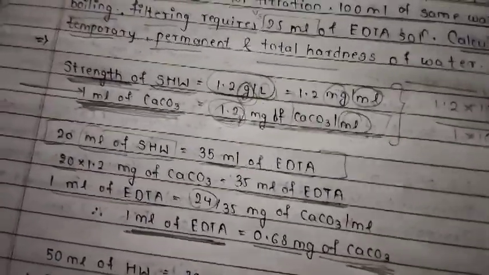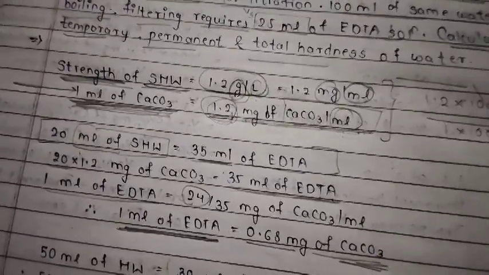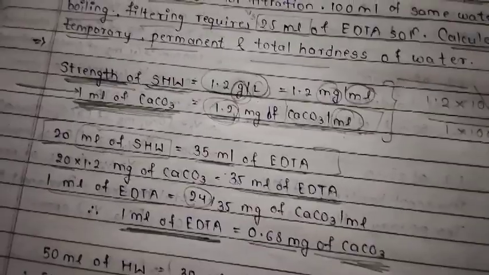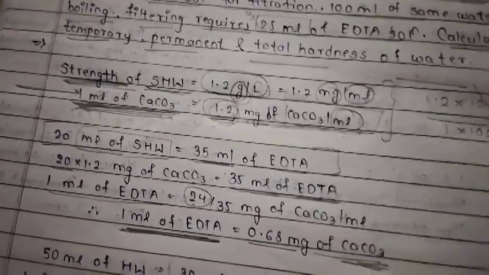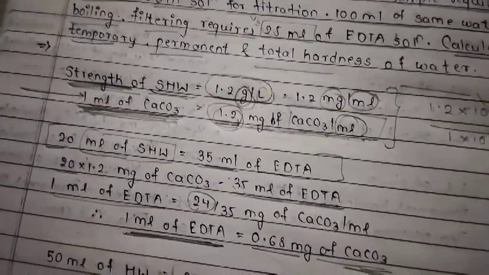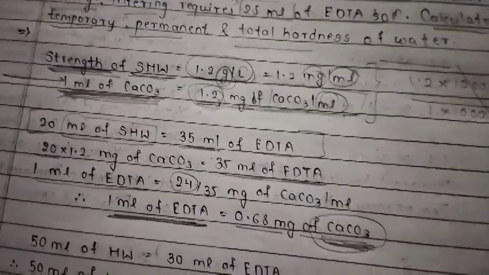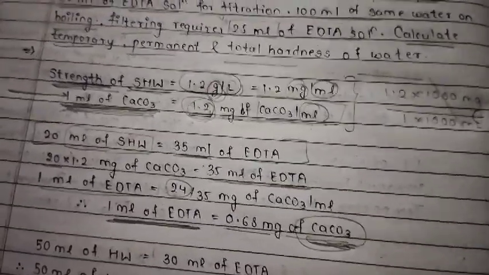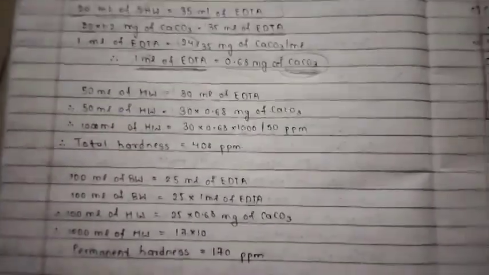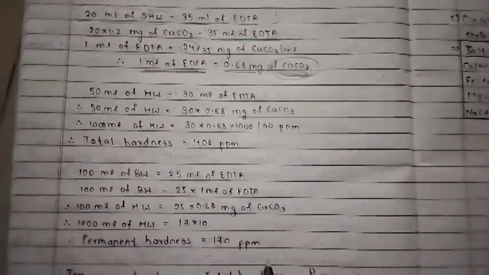So guys, now you have completed 2 steps. You have calculated the strength of standard hard water, and how much CaCO3 1 ml of EDTA requires has also been calculated. Now we will proceed to the third step, that is we have to calculate the total hardness.